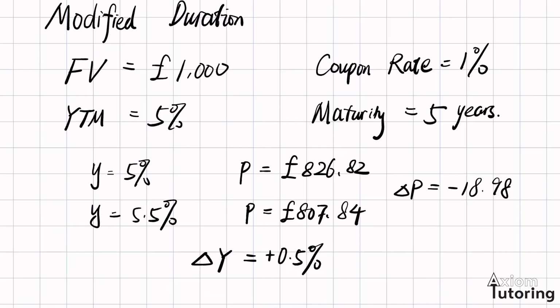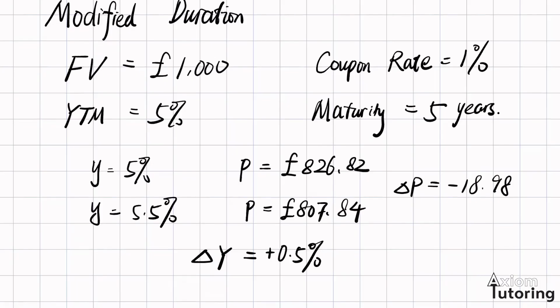Just a bit of a reminder, we're using the same example from the previous video. Our face value is the same, 1,000. The coupon rate is 1%. The original yield to maturity is 5%, and the maturity is 5 years here. Let's assume that the yield to maturity has increased by 0.5%. You can calculate the prices when the yield is 5% and when the yield is 5.5%. It's already been done in the previous video, so we're just going to show you the different prices here.